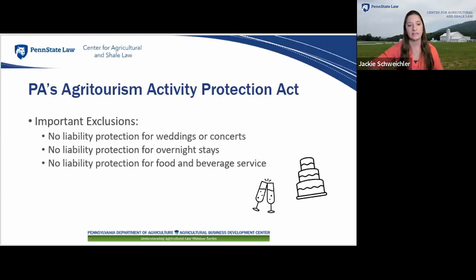Specifically, Pennsylvania's act is different from every other state agritourism liability statute in a few significant ways. Unlike every other state, Pennsylvania specifically excludes liability protections for injuries that occur during weddings or concerts. So any attorneys who are new to Pennsylvania or new to working here in the state, just be warned that barn weddings are specifically not covered. If you're used to working in a different state where they are covered, not here. In addition, Pennsylvania's act will not apply to injuries sustained during overnight stays or as a result of food or beverage service.